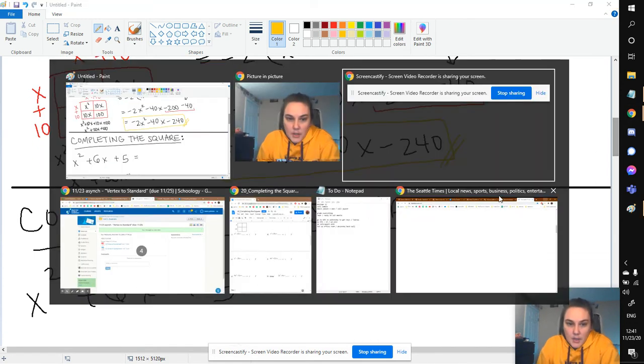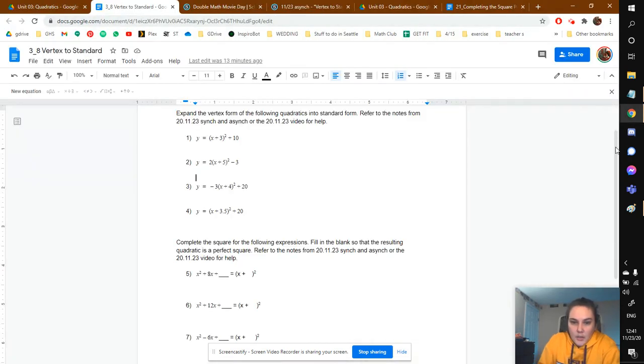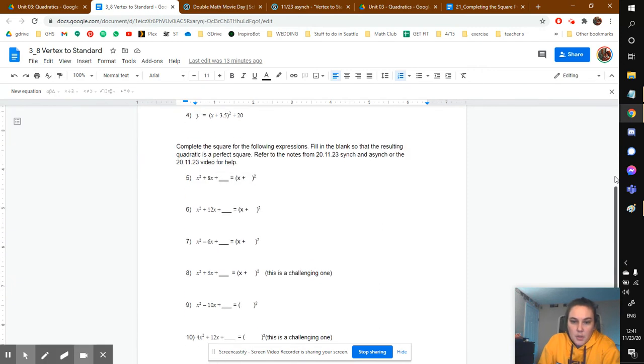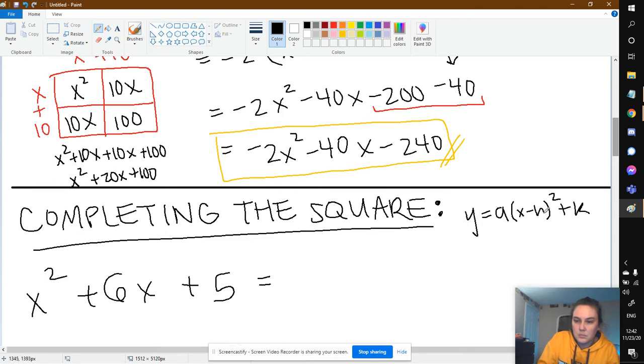The next part says complete the square for the following expressions. Completing the square is basically when we have vertex form, we always have this squared part. Always, always, always. Vertex form, we think of it as like half factored, half not, you know? But the factored part is always two of the same factor.